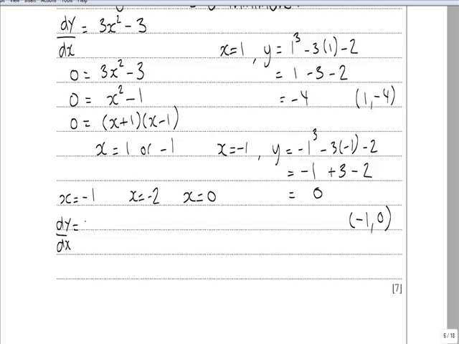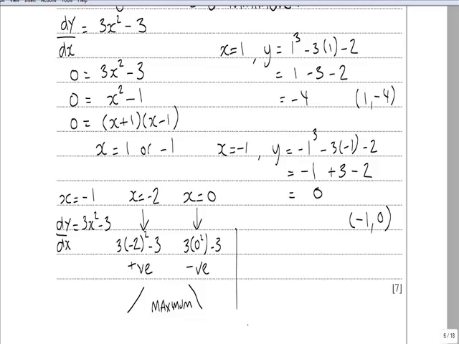And as we can see, dy by dx is 3x squared minus 3. So when x is minus 2, we're going to have 3 lots of minus 2 squared minus 3. Well, minus 2 squared is 4, times 3 is 12, minus 3 is 9. So that's positive. Gradient going that way. Now when x is 0, we can see we're going to have 3 lots of 0 squared minus 3, which gives us minus 3. So dy by dx is negative. That implies that the stationary point, x is minus 1, is in fact a maximum.